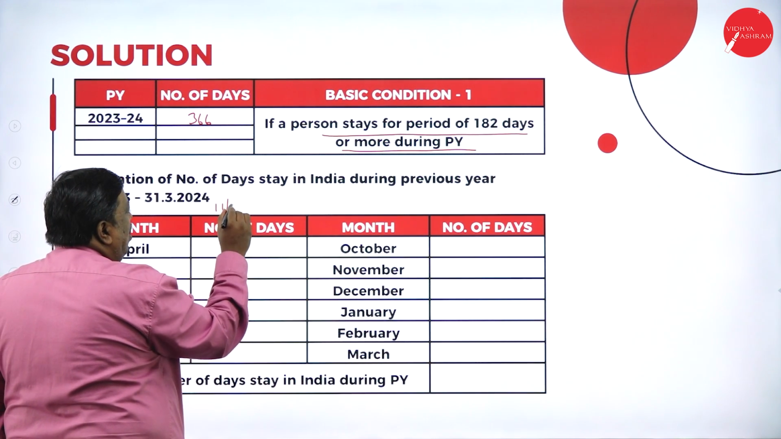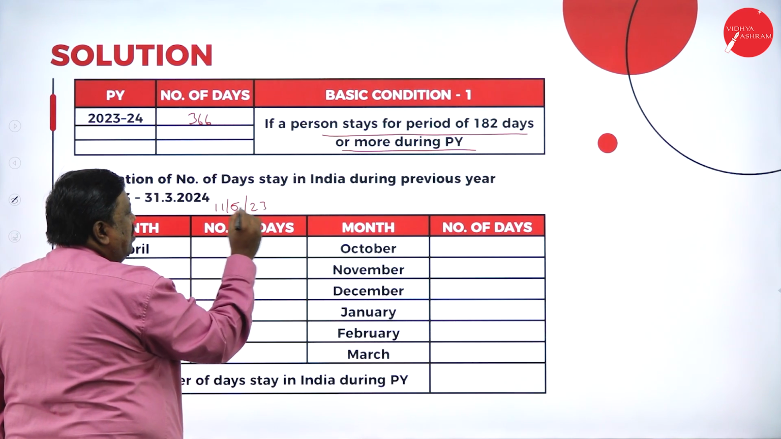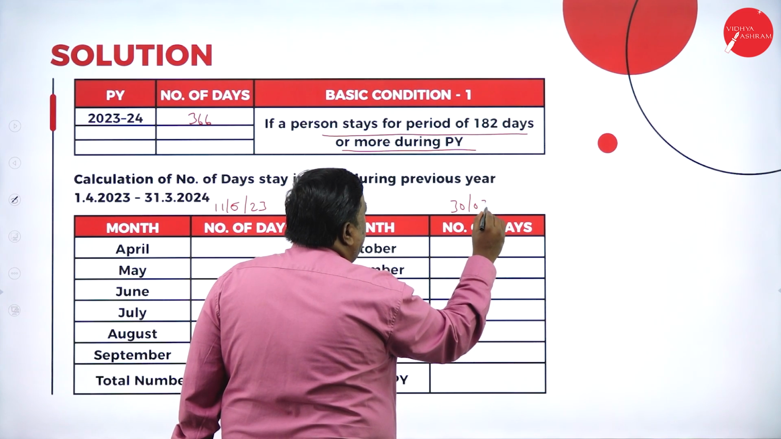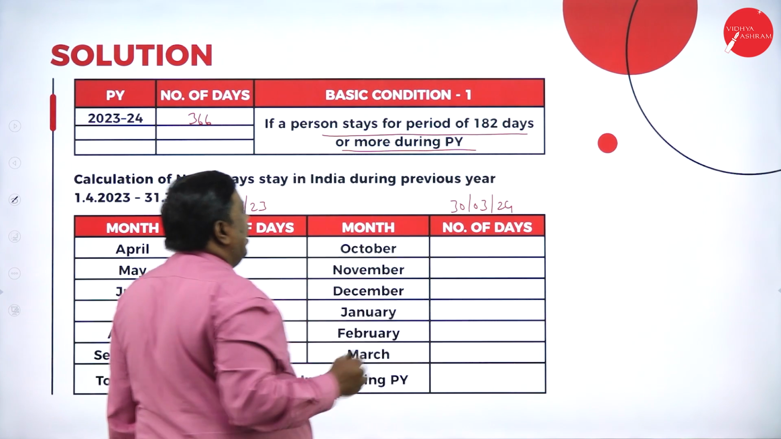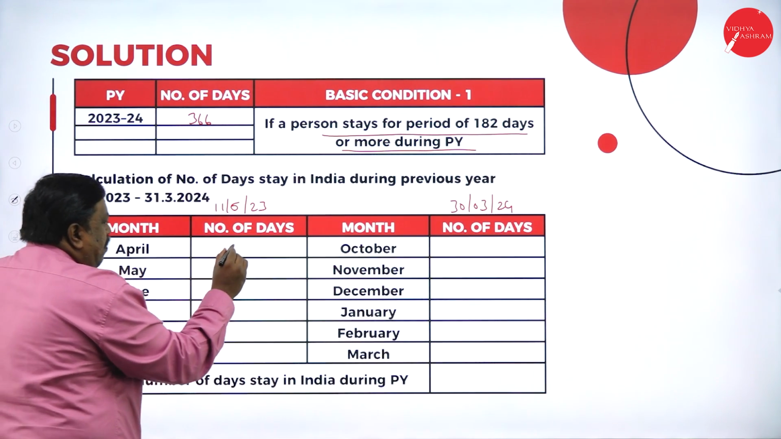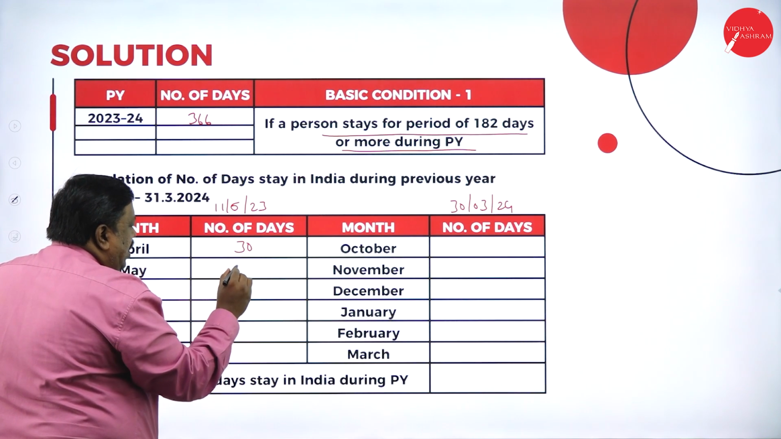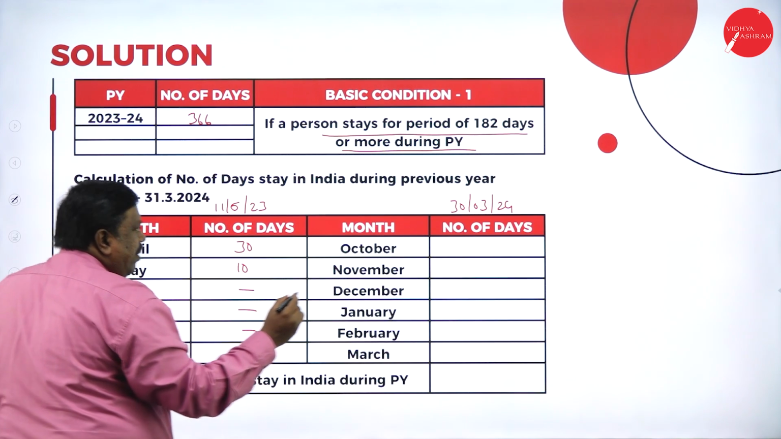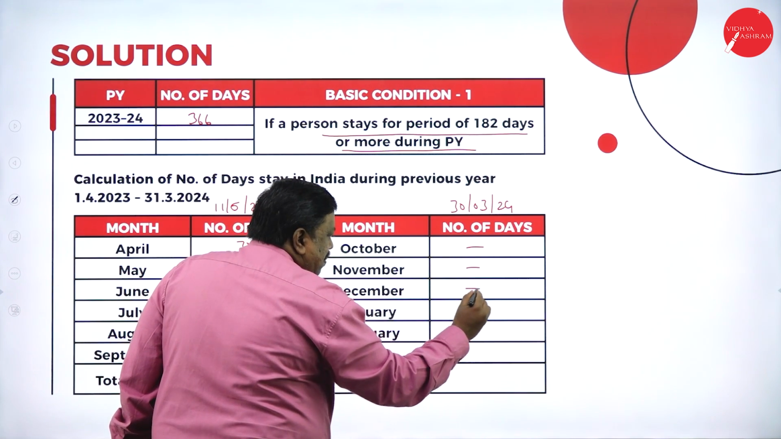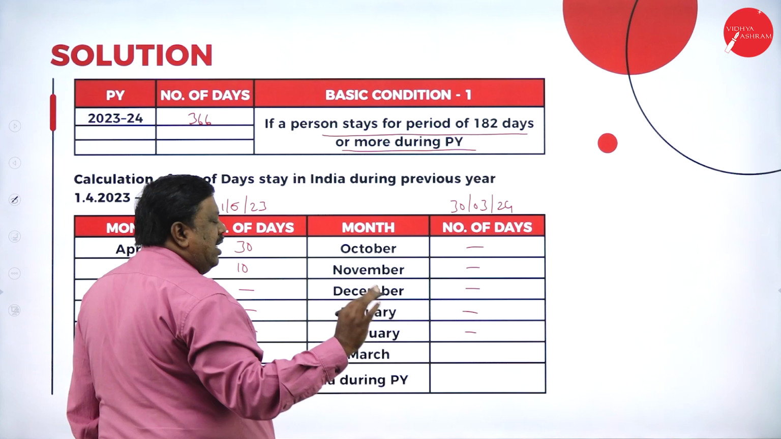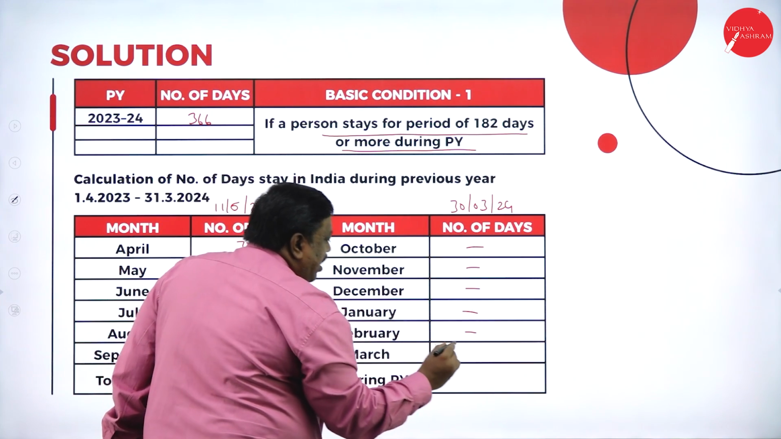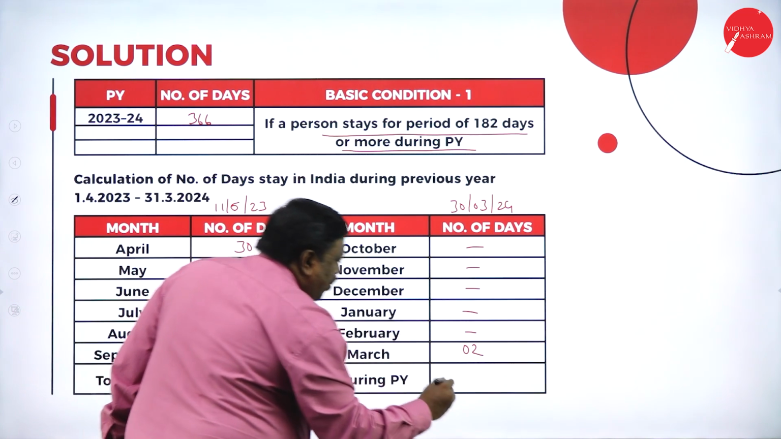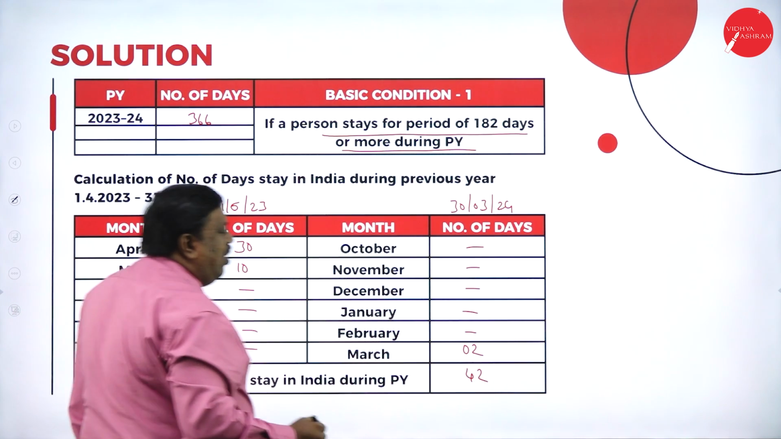I left India on 11th May 2023 and I returned back on 30th March 2024. Means in the month of April, I was in India. Up to 10th May, I was in India. June, July, August, September, October, November, December, January, February, I was not in India. March, I returned back on 30th, means 2 days. 30 plus 10, 40, 42 days. So I was in India only for 42 days.